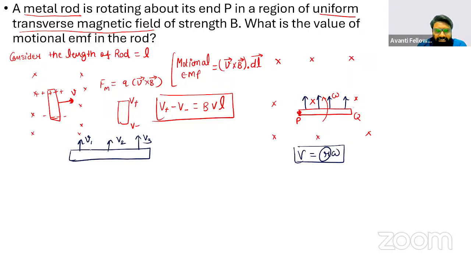So that is why I've written it as V1, V2, V3, which means that each and every individual point on the rod has a different velocity. So there is no constant velocity. Linear velocity is not constant. So we need to consider a very small element for which we will consider the linear velocity, and then we get the expression of the differential motional EMF, and then we will integrate it. ठीक है? I hope you got it.